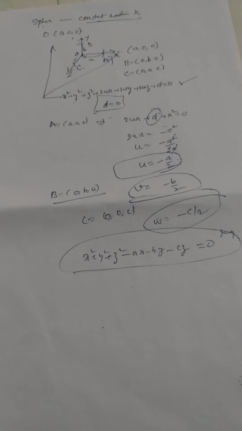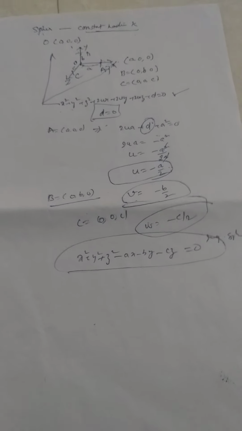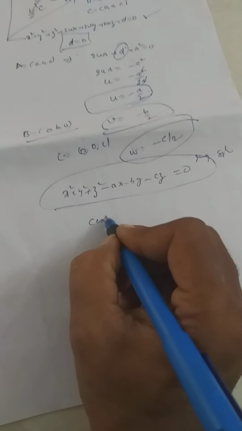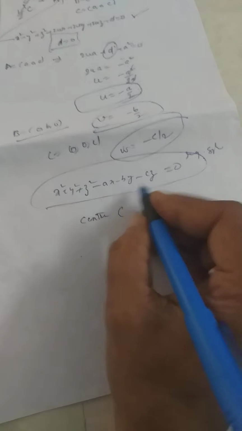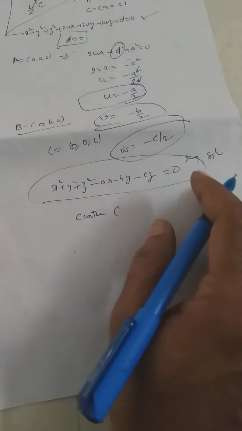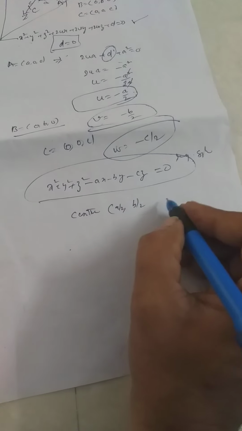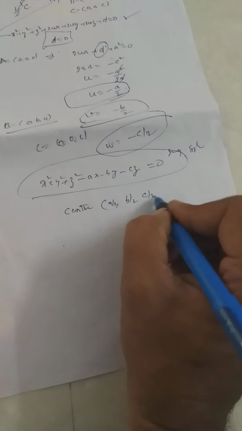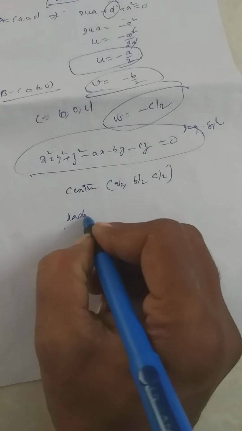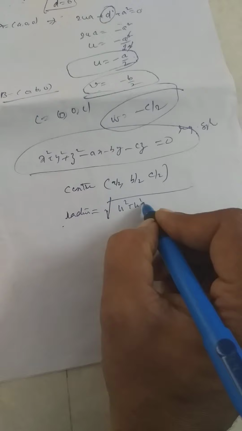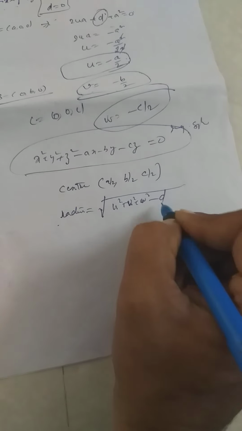Now, clearly in the problem it is given that a sphere of constant radius k is given. To find the radius, first of all you have to find the center. What is the center here? Minus of x coefficient by 2, that is a by 2, minus of y coefficient by 2, b by 2, minus of z coefficient by 2, this is the center, right? Therefore radius is equal to, we know the formula, square root of u square plus v square plus w square minus d.